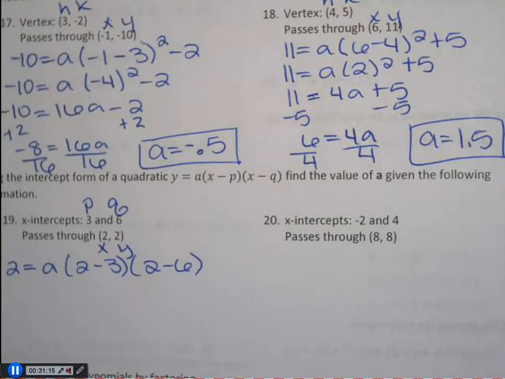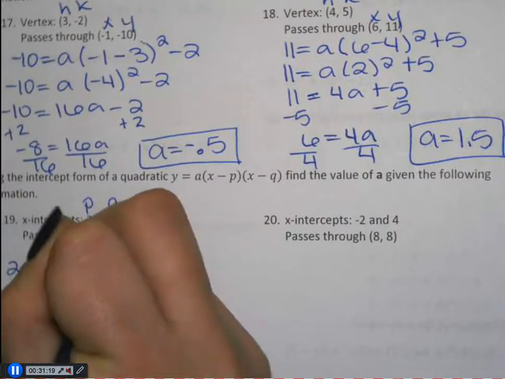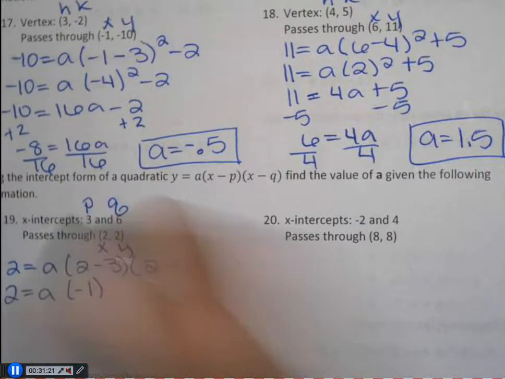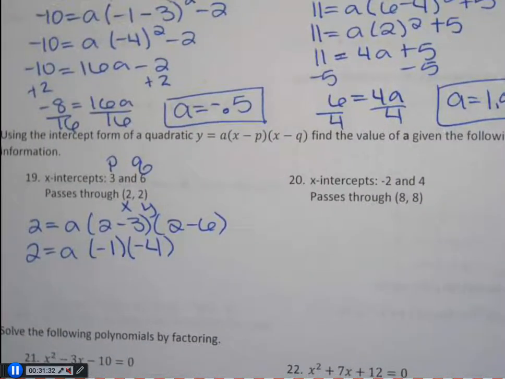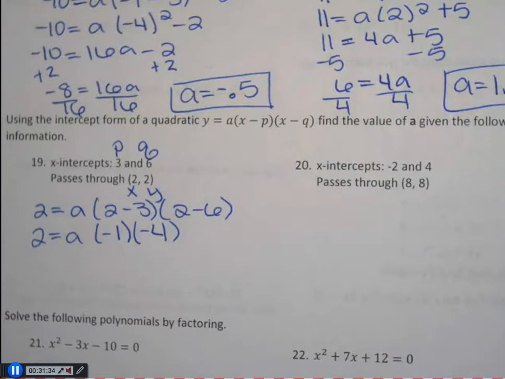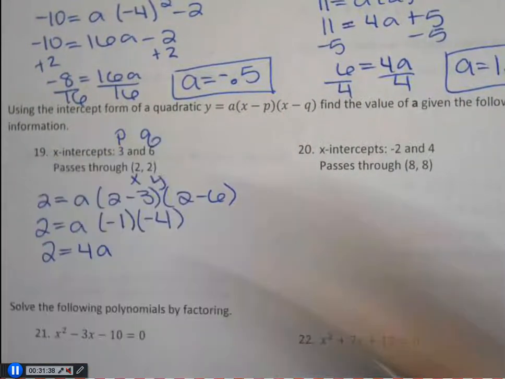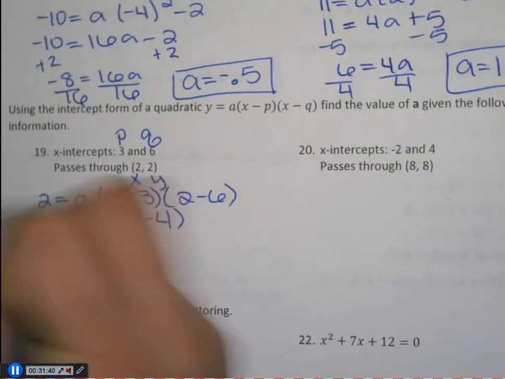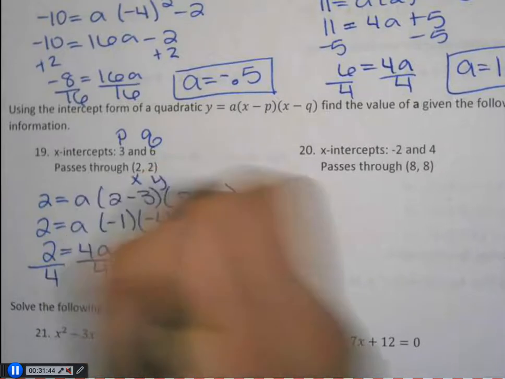Okay, so I do parentheses first. What's 2 minus 3? And 2 minus 6? Okay, so this is taking forever. When I have 2 parentheses written together, what do I do with them? Multiply them. Negative 1 times negative 4 is positive 4. Divide by 4, 0.5. So questions on 19?